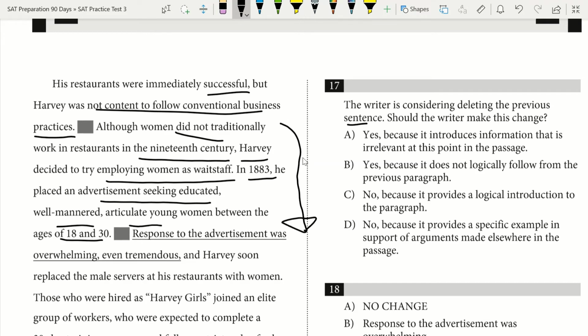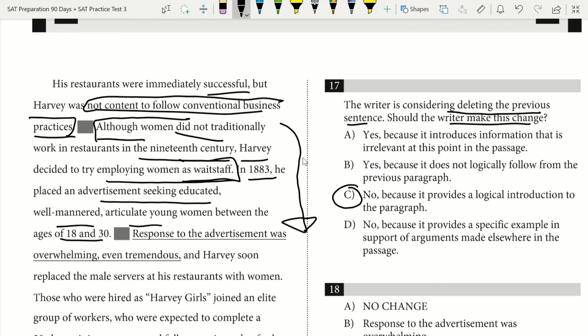Okay, so one thing that I noticed right off the bat is that we don't want to delete it because him not taking these conventional business practices is introducing the fact that even though women didn't traditionally work in restaurants, Harvey did employ them as waitstaff. Okay, so that's introducing that idea. That's showing that he's not content to follow those conventional business practices, so it's providing a logical introduction to the paragraph. Therefore, we do not want to delete it. Okay, the writer should not make this change. The writer should not delete it. It should be kept. So our answer for 17 there should be C.